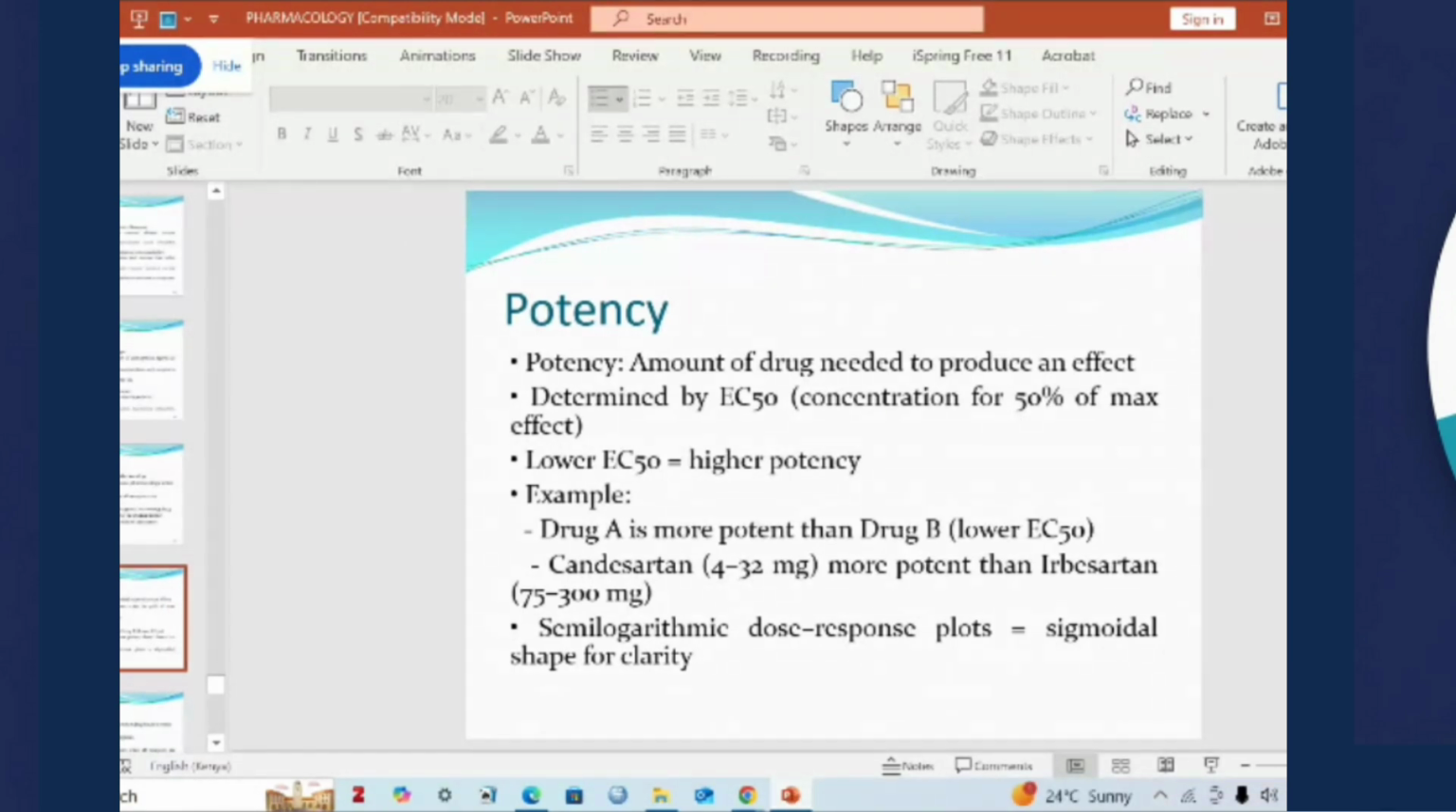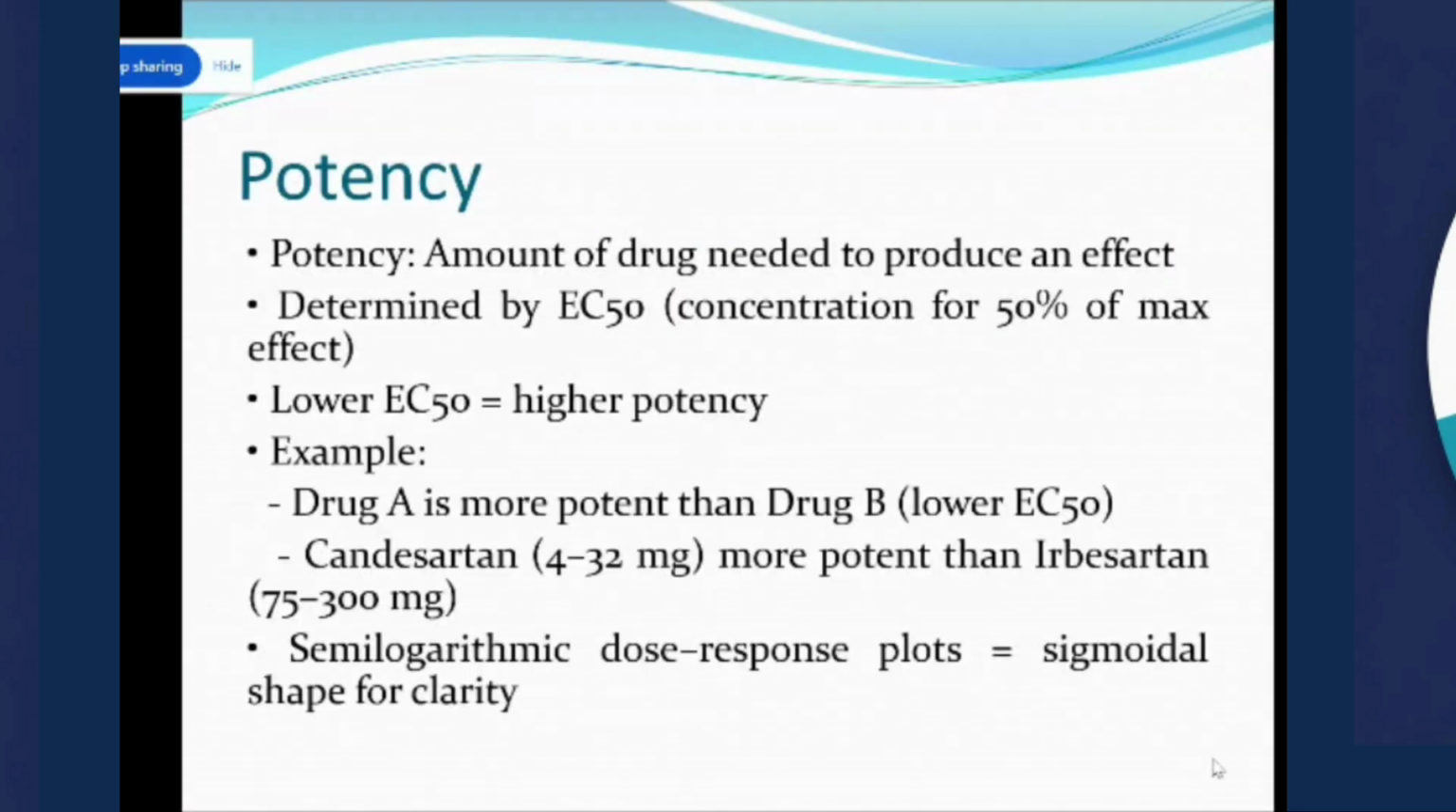So you're saying potency is the amount of a drug needed to produce an effect, determined by concentration for 50% of the maximum effect. So if we can use a very small drug to get 50% of its effect, then that drug is more potent. And I've given examples there of some antihypertensives. Candesartan, which can be given between 4 to 32 milligrams, is more potent than irbesartan. You see, in this case, we can use only 4 milligrams to get the effect, but whereas in this other case, we might need to use 75.